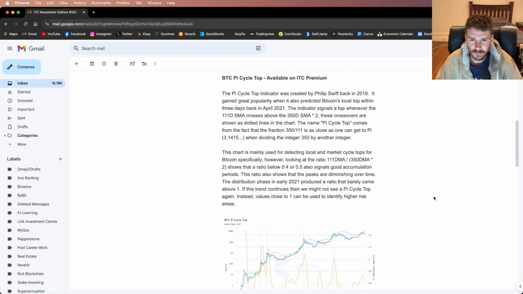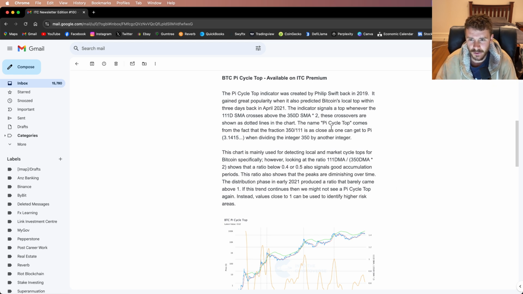So the Pi cycle top indicator was created by Philip Swift back in 2019. It gained great popularity when it was introduced and predicted Bitcoin's local top within 3 days back in April 2021. The indicator signals a top whenever the 111-day SMA crosses above the 350-day SMA.